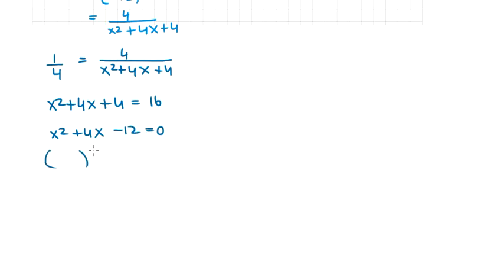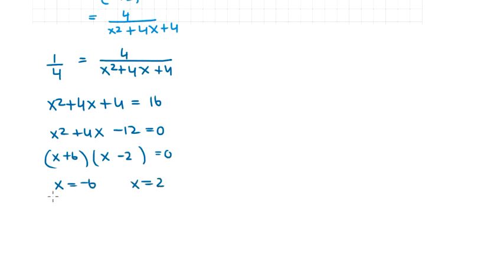And we're going to factorize: x and x, plus 6 minus 2. Again, just double checking, plus 6x minus 2x gives us 4x, so we know we're correct. So therefore x is equal to minus 6 and x is equal to 2.